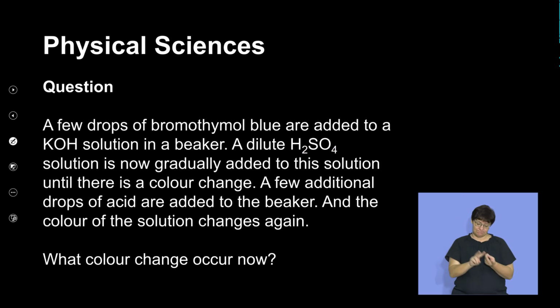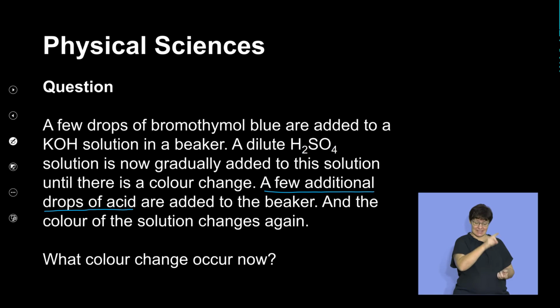And then the follow-up question says, a few additional drops of the acid. Now we're adding more and more acid into the beaker. Now the solution is already neutral, and we continue to add more acid. It means that in that container, there is more of the acid. And the color of the solution changes as we add additional drops of the acid into the solution. Now, what color change occurs?